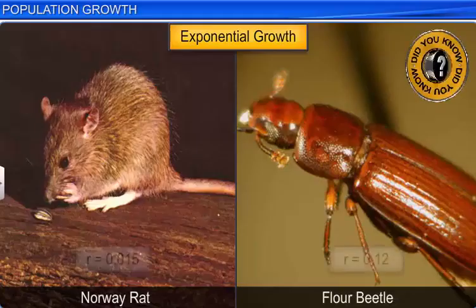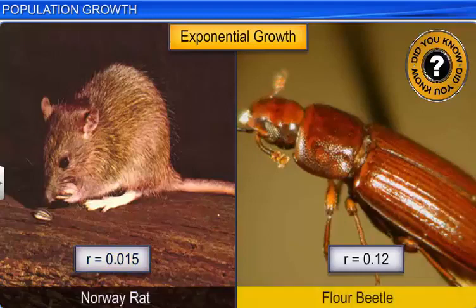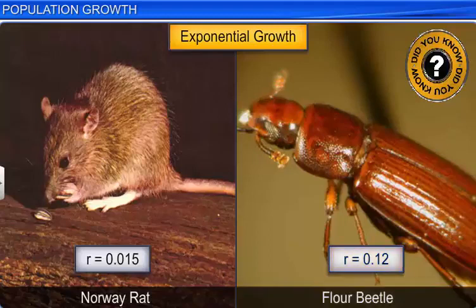Did you know that the value of r for the Norway rat is 0.015 and for the flower beetle is 0.12? These numbers indicate that the rate at which the population size of the flower beetle increases is greater compared to the Norway rat.